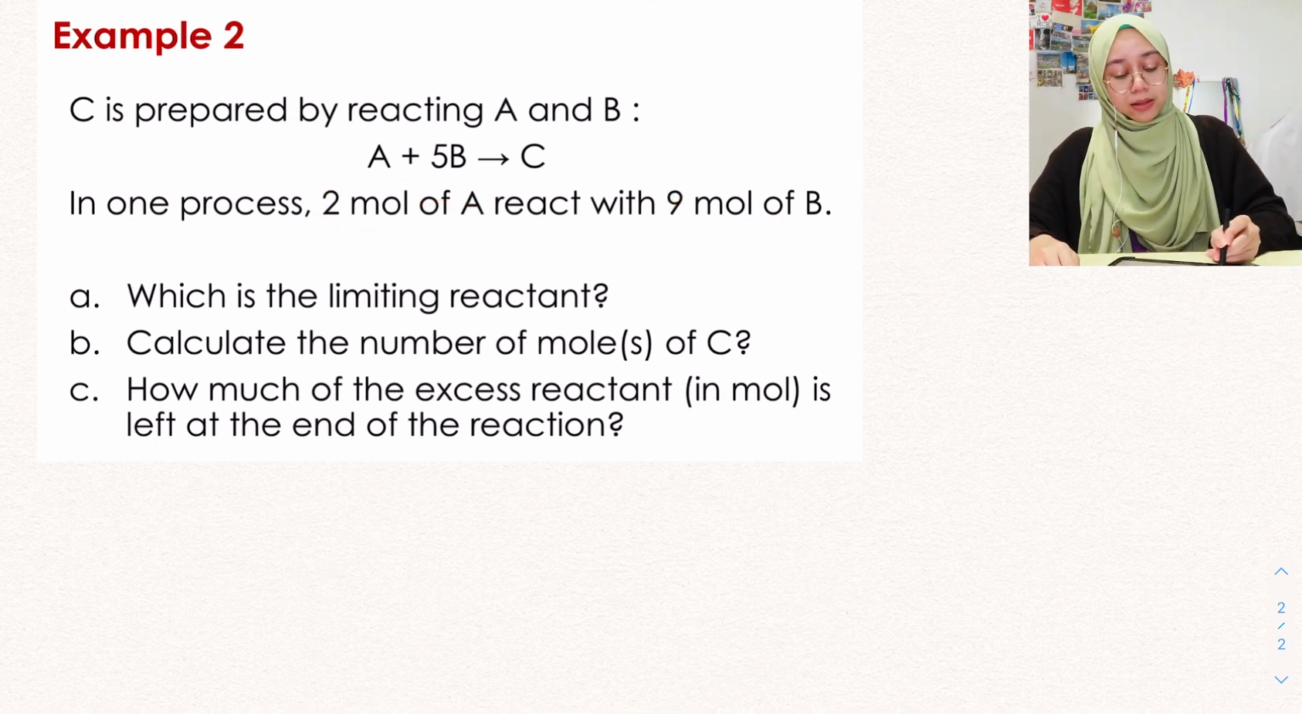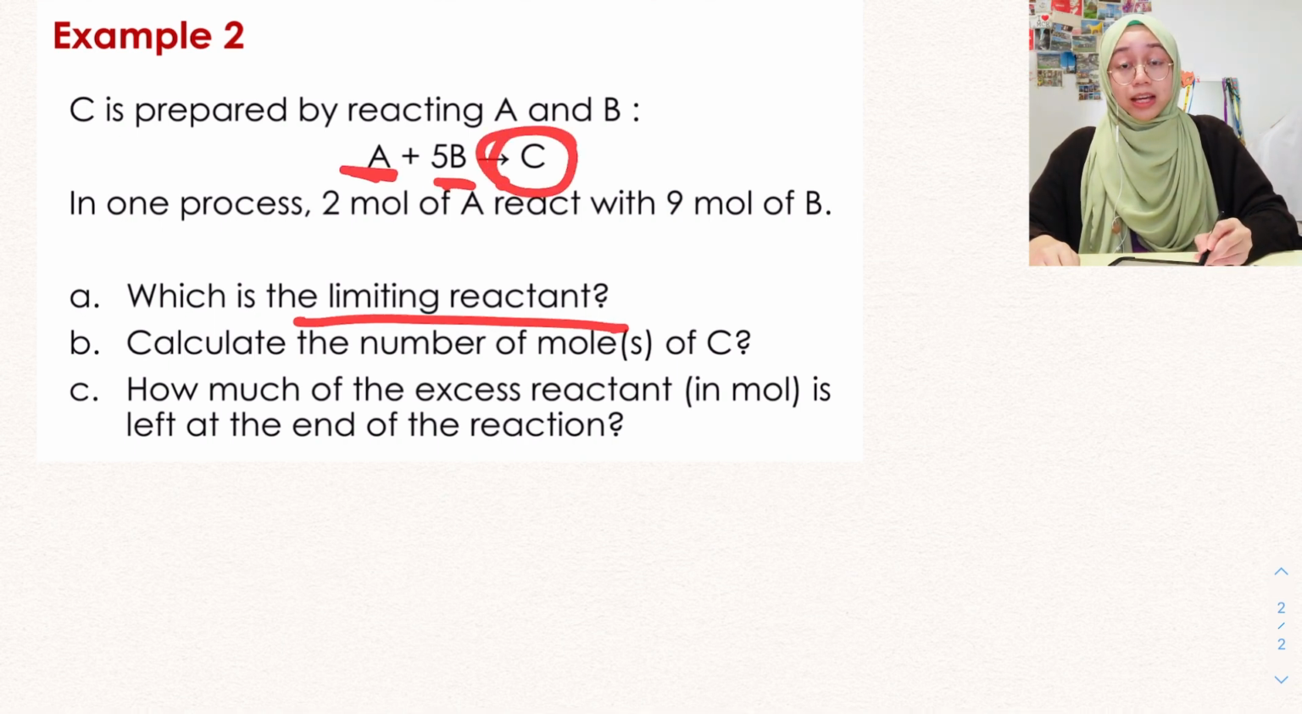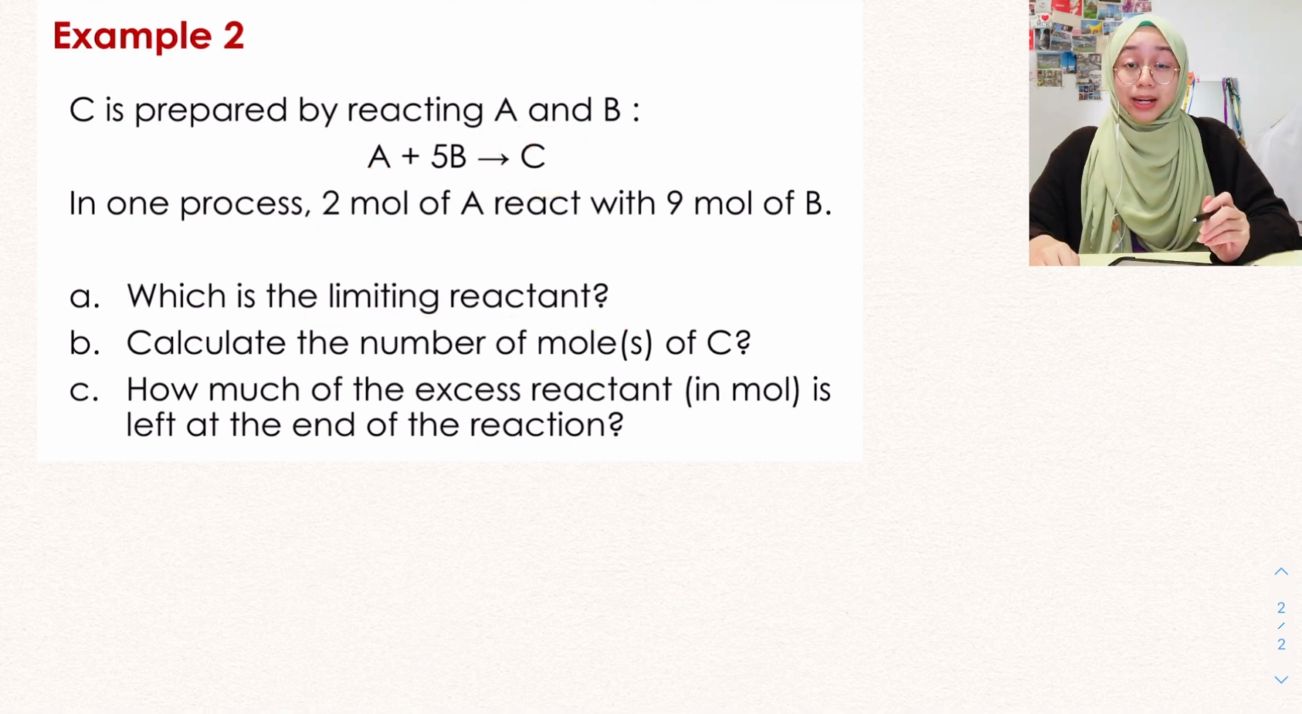The first one is to determine the limiting reactant. Okay, whether A ataupun B. Okay, jangan kamu pergi fikir pasal C pula. No, C dekat bahagian sebelah kanan reaction. So that is a product. It's not reactant. Okay, so it is either A or B.